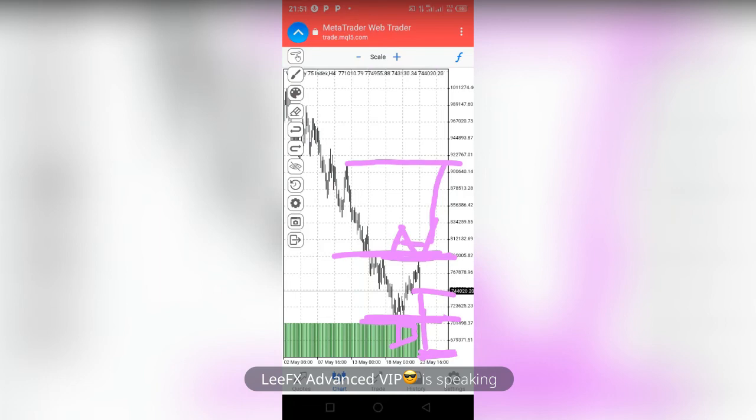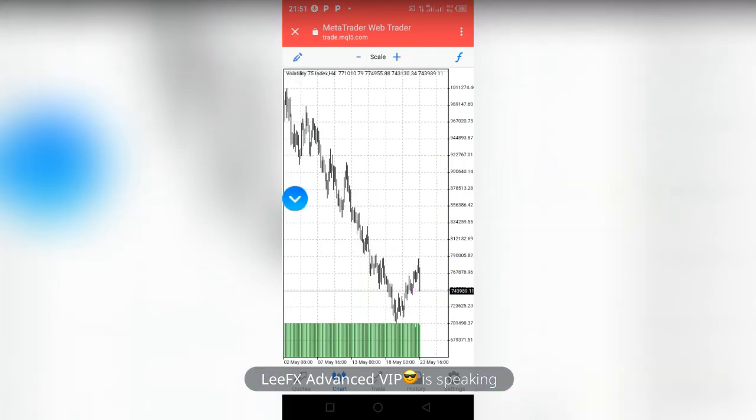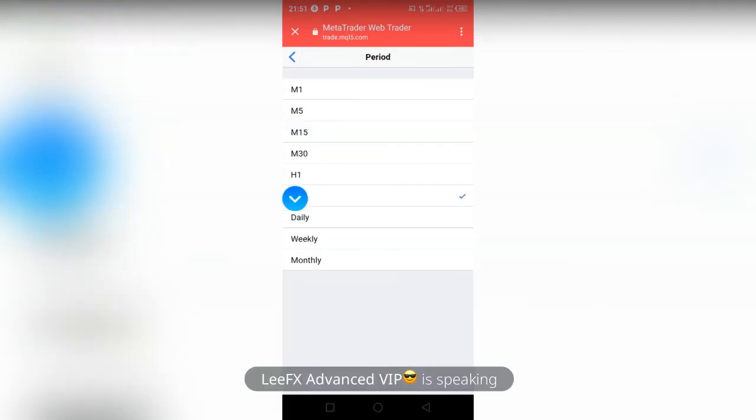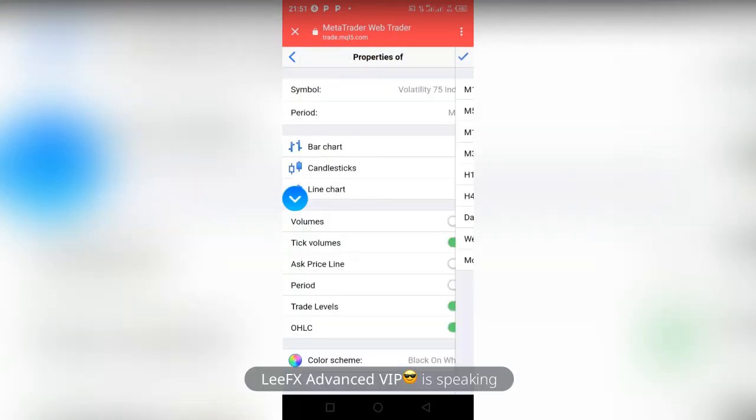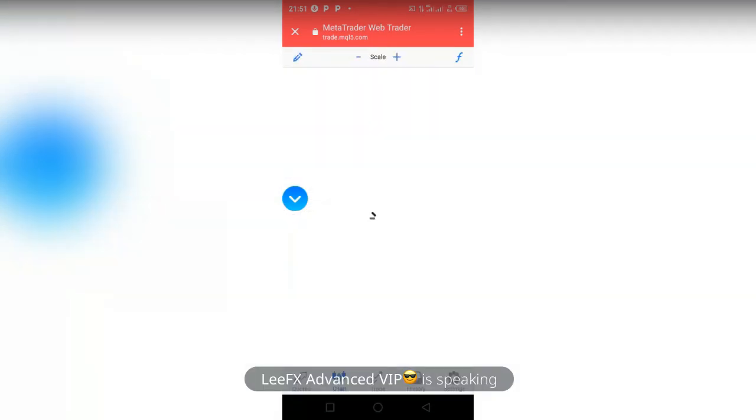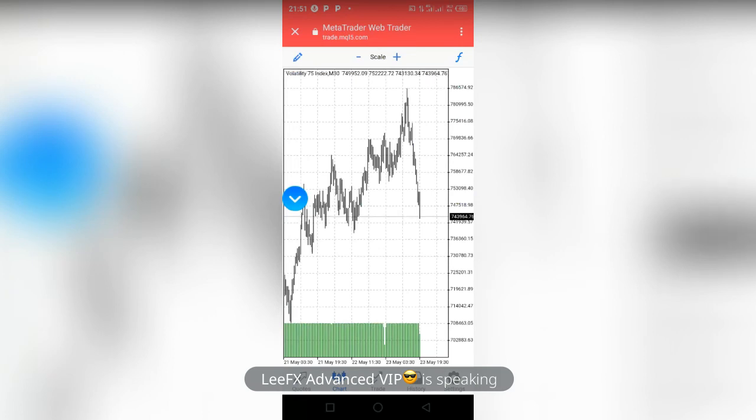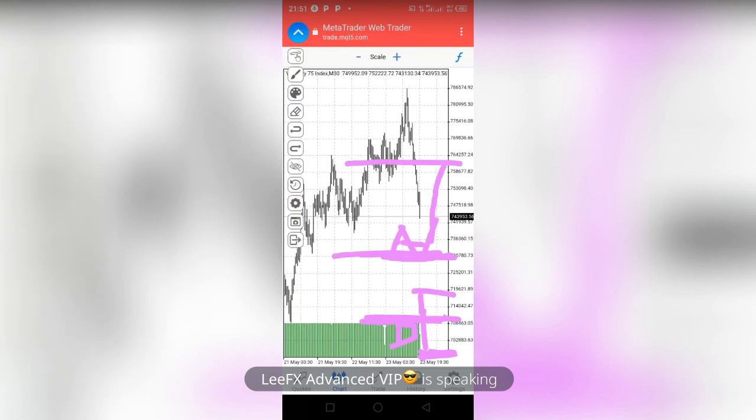Okay, so now let us go to M30. Let us go to M30 now. So M30, we observe it. When we look at M30, what we are looking at is our area of interest.